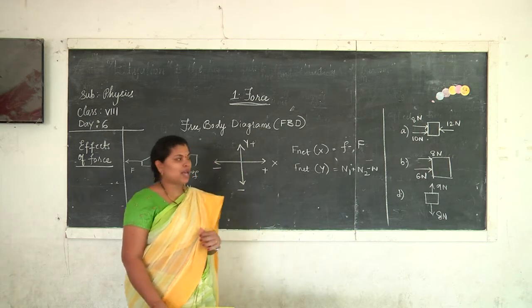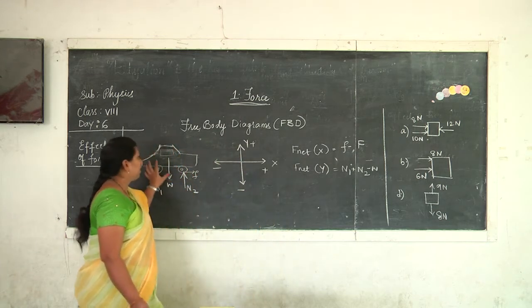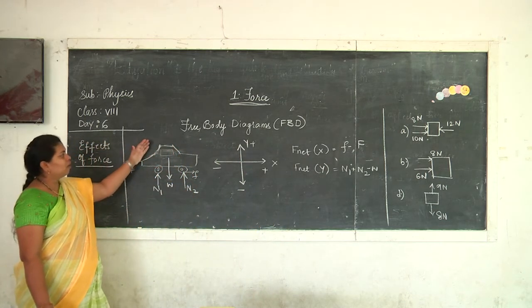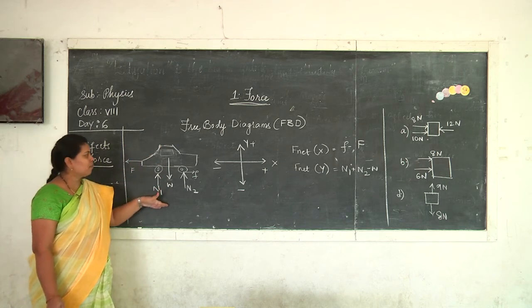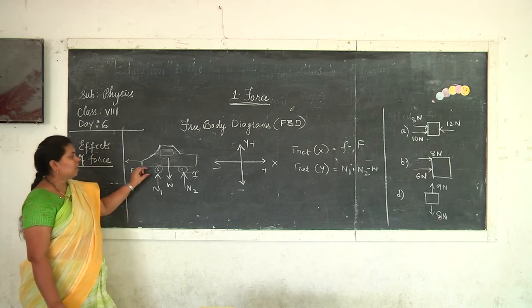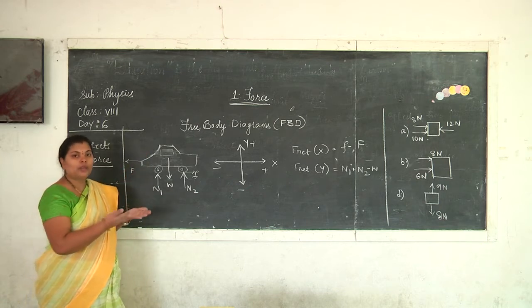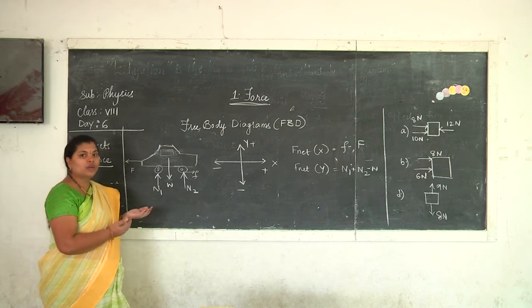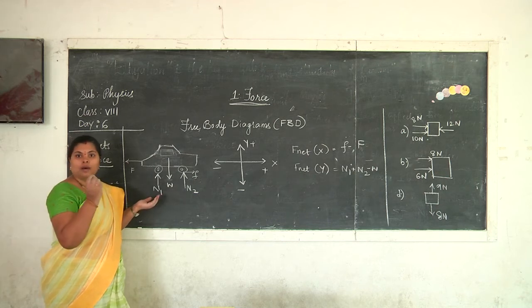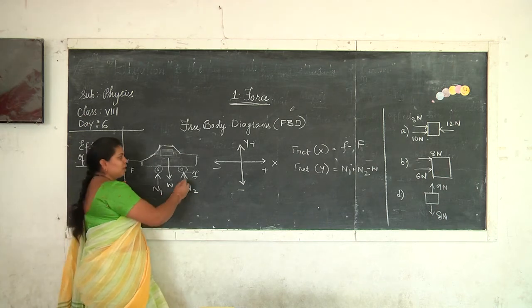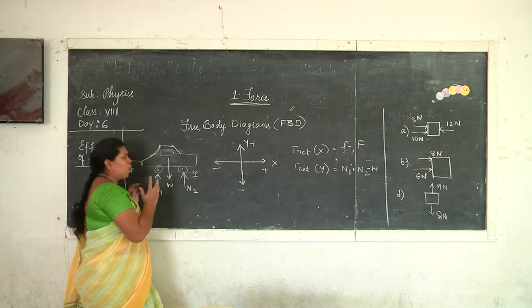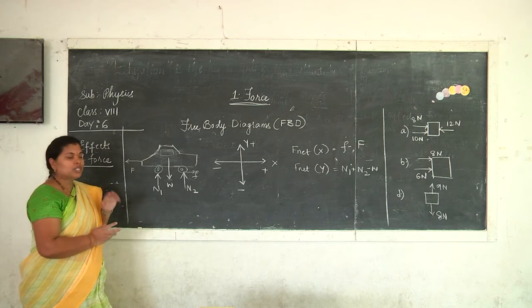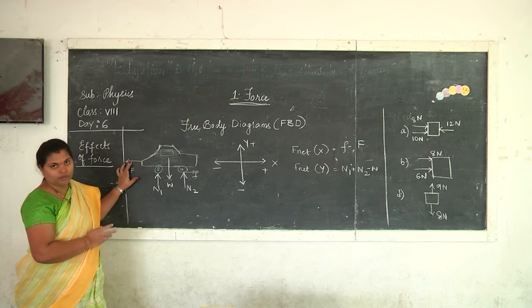Let me take an example of a moving car. If I take a moving car, the weight of the car will be acting downwards, and you can see the car will be on the road. The surface of the road will have some friction. It will show some force of friction, and the force of friction is always in the opposite direction of the motion of the car.